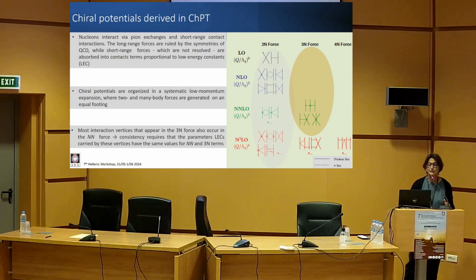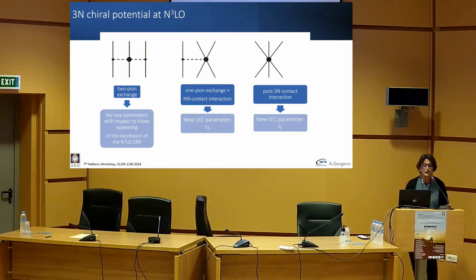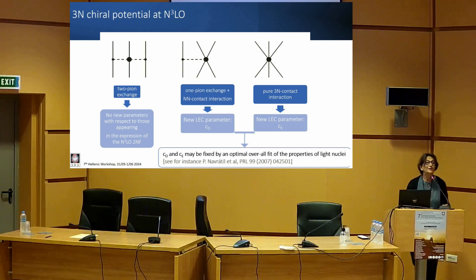In most of our calculations, the two-body force is used up to the next-to-next-to-next-to-leading order, while only these three diagrams of the three-body forces are included. And these are reported here. We have the two-pion exchange, the one-pion exchange plus contact term, and the pure three-body contact interaction. In the first case, and also in the last case, no new parameters appear with respect to the nucleon-nucleon potential, while for these other two terms, we have two new parameters, CD and CA. These should be fixed by using, for instance, properties of light nuclei.